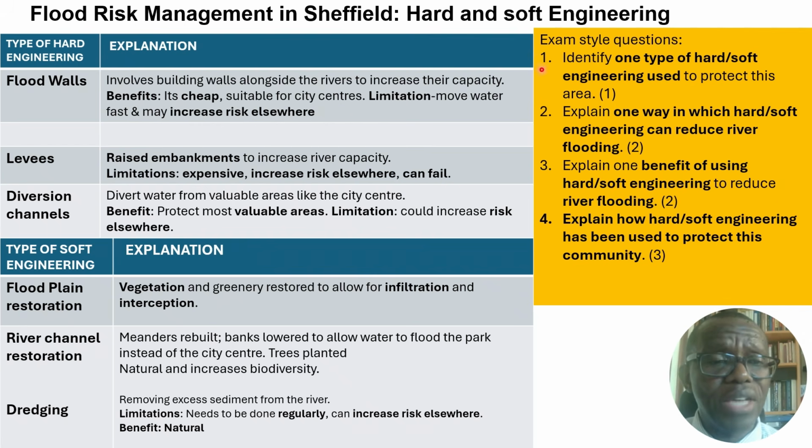So the first type of hard engineering are flood walls. Now, obviously, these here are built alongside the river to increase the holding capacity of the river, so the amount of water that the river can hold, because the walls will be on either side and will be blocking that water from overflowing from the river and flooding the surrounding floodplain.